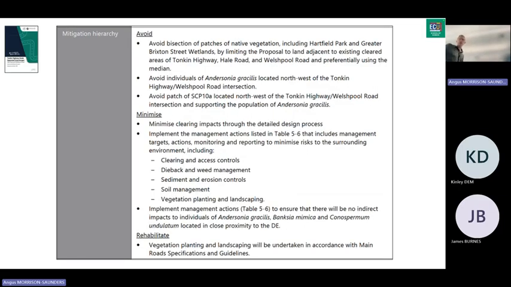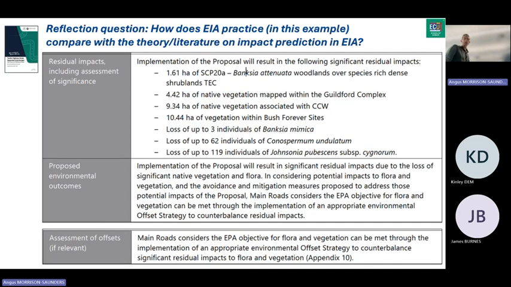Then they talk about mitigation. This is what we're going to do to avoid things. This is what we're going to do to minimize things. We're going to do some rehabilitation. We're going to do some landscaping and restoration afterwards. They do all those things. And then they have a section on residual impacts.